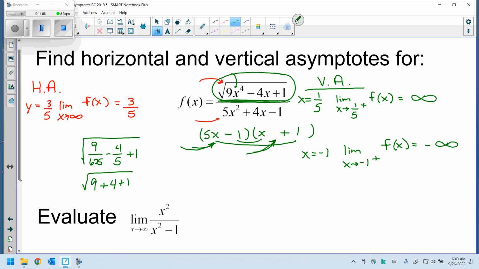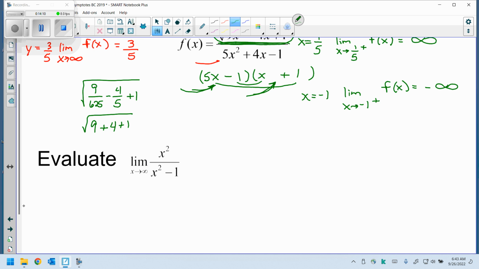And just for practice, let's just evaluate that limit. They don't ask us about horizontals or verticals. I would cross off things that are insignificant. Just say that's equal to 1. So that is our discussion about horizontal asymptotes, and also a refresher on vertical asymptotes.